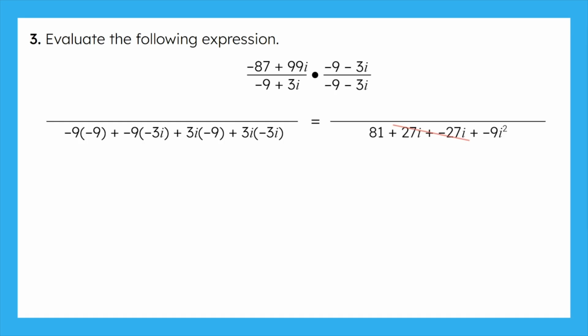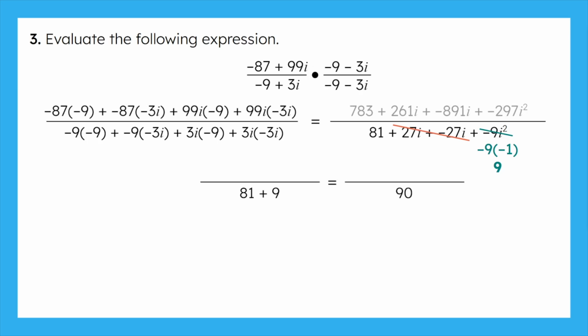The positive 27i and negative 27i cancel each other out, and negative 9i squared simplifies to positive 9. This leaves us with 81 plus 9, which equals 90. Now we can multiply the numerators.